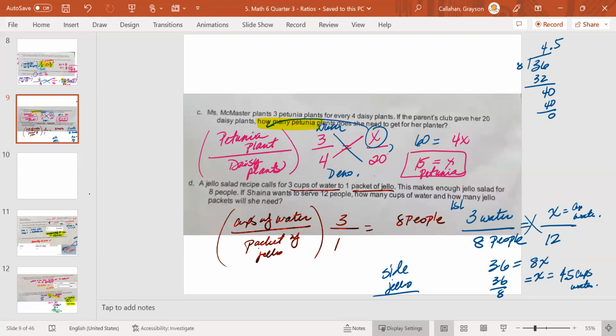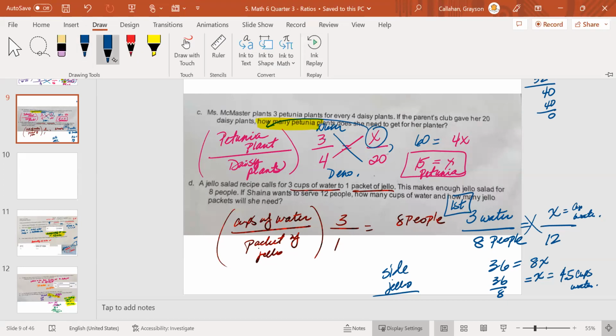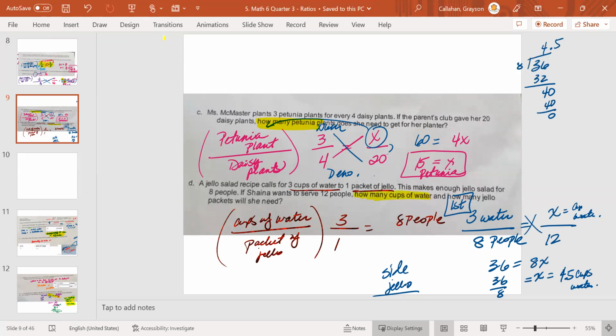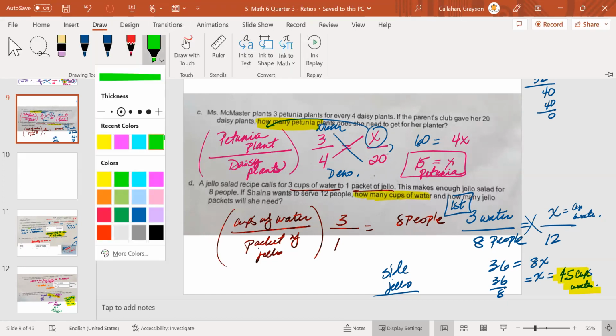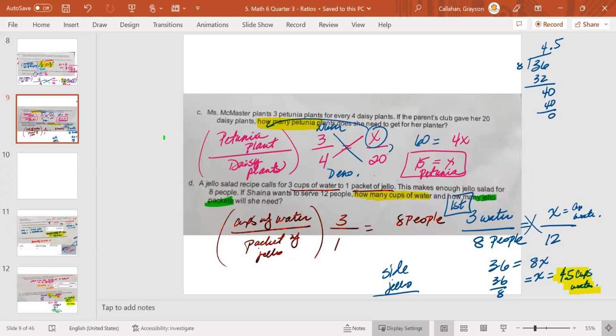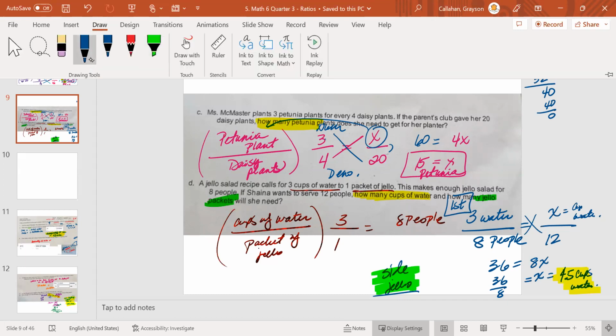Now, that's your first one. That's your first fraction, okay? Now, I also need to know how many packets of Jell-O for 12 people. Because the question asks you for water, which I just found right there. Do you see that? But it also asks you for packets of Jell-O. But I don't have that information yet, right? That's why I put the packet of Jell-O on the side, because I'm going to go back to it, okay? So then I'm going to go ahead and do the second one.